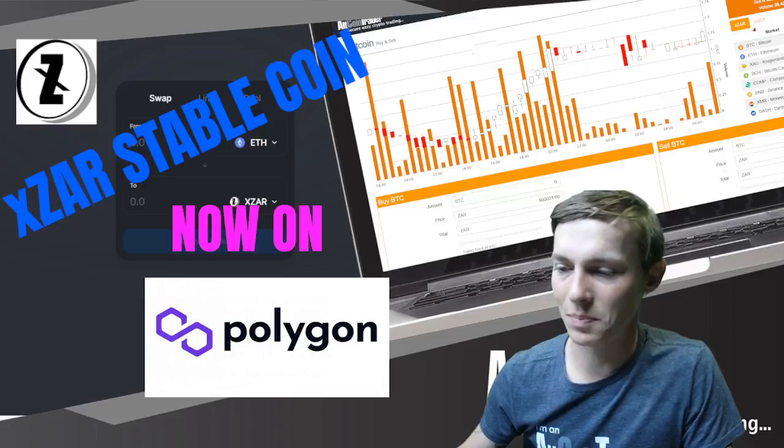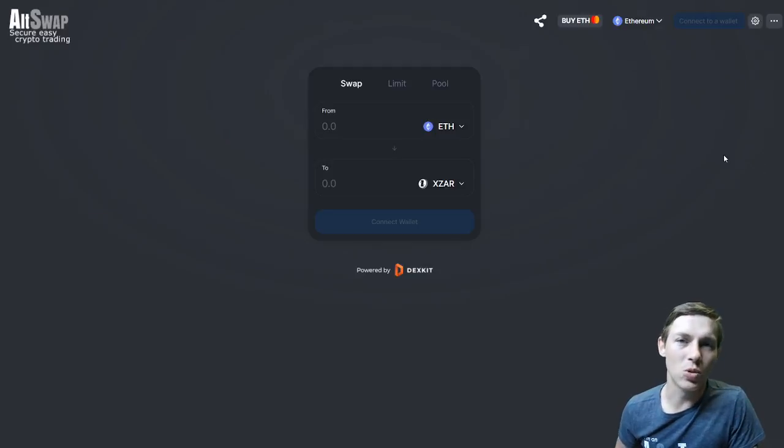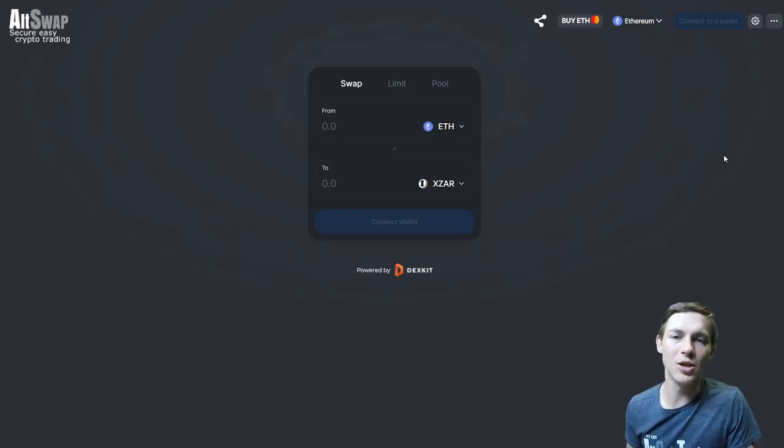Let's get into it. So this is AltSwap. This is Altcoin Trader's version of a decentralized exchange. It is powered by DexKit, and we are going to be using it to give you an example of how to arbitrage. As you can see, we are going to be using Ethereum as an example. So let's take a look at how to do this.